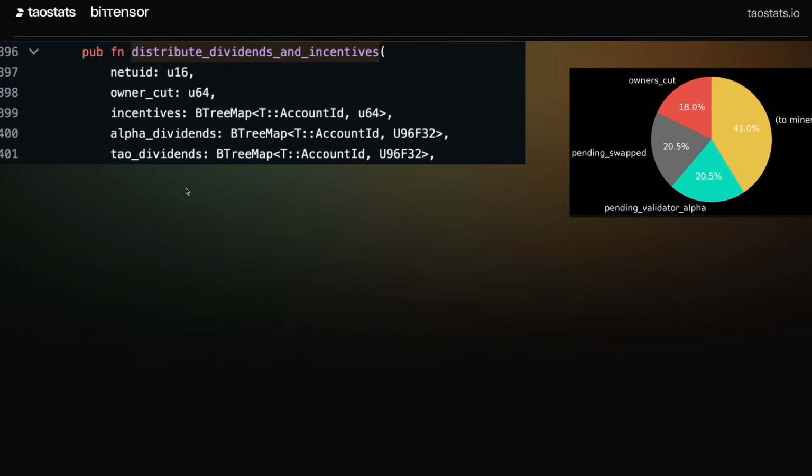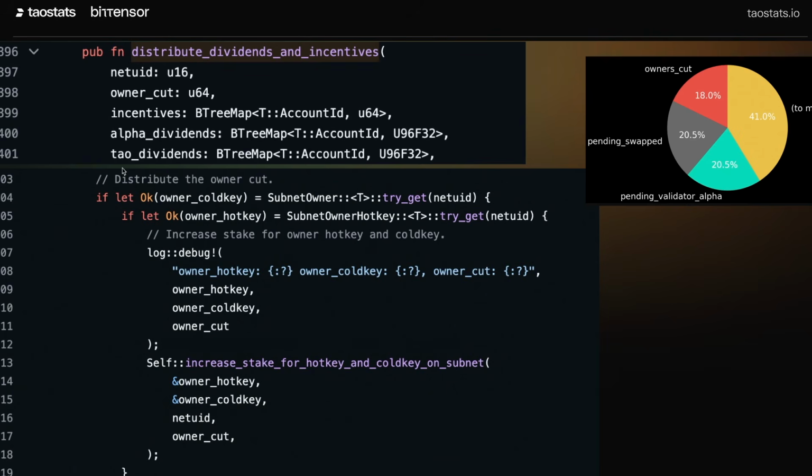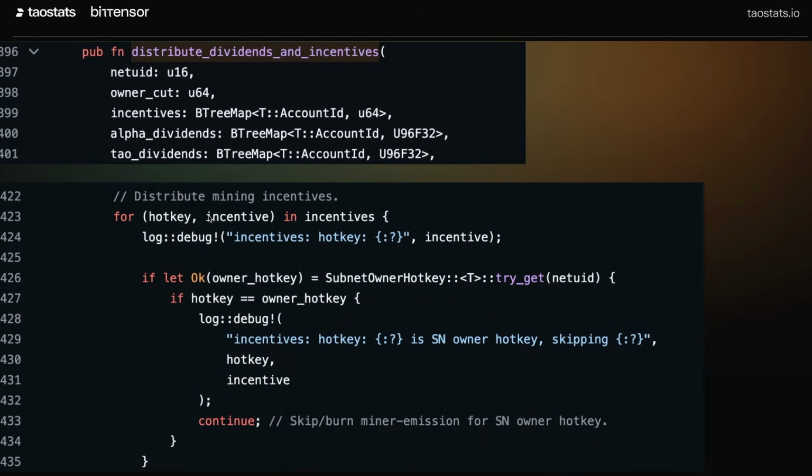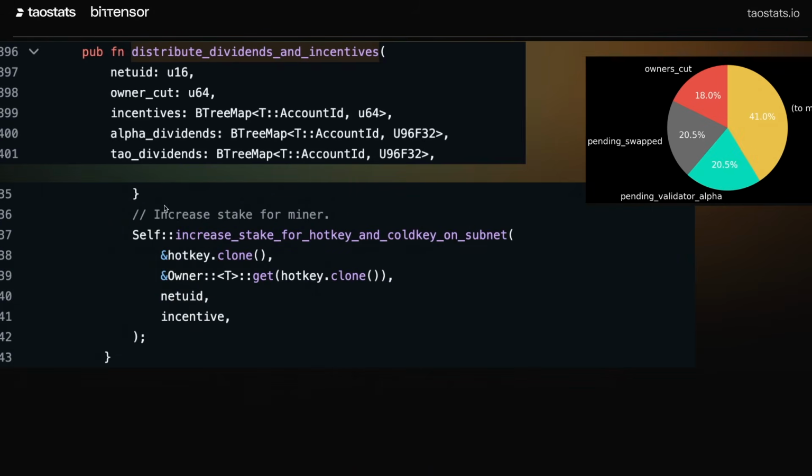So here we are, we're in the final stretch. We distribute the owner cut. So we know the owner hotkey, and we increase the stake for the owner hotkey. Next, we're ready to distribute the mining incentives. Now, there's a trick with mining incentives. If the owner hotkey is getting mining incentives, that gets burned. So if the hotkey is equal to the owner hotkey, we burn it. We don't award it to anyone. But for everybody else, we're going to increase the stake for that hotkey and coldkey on the subnet.